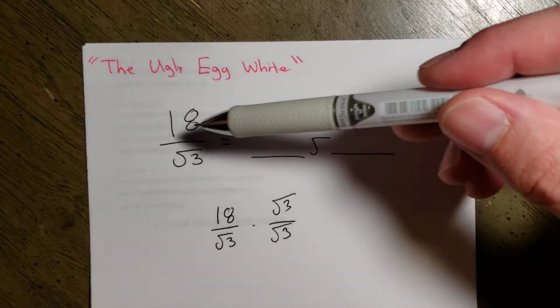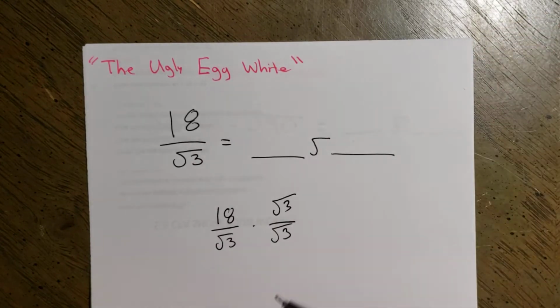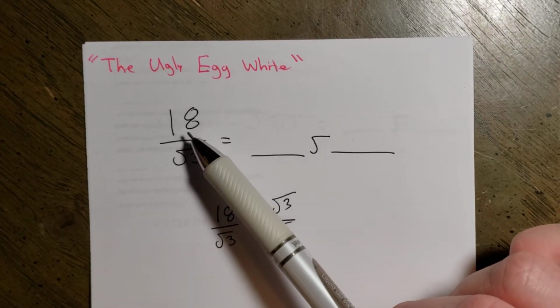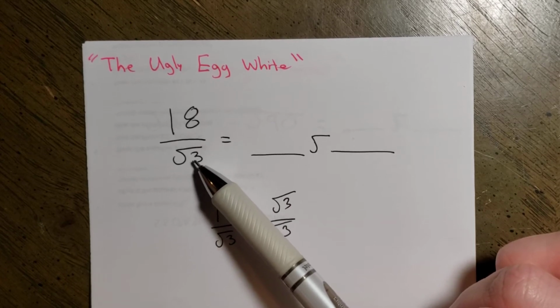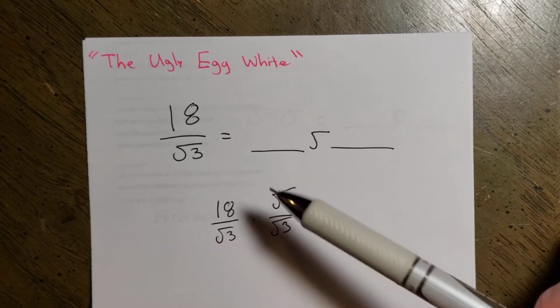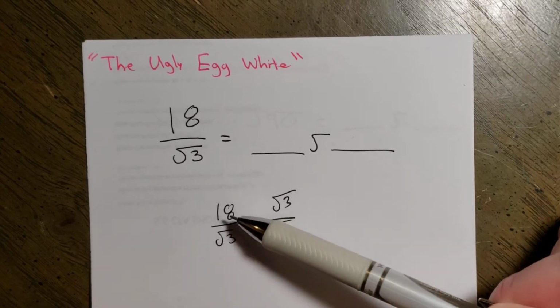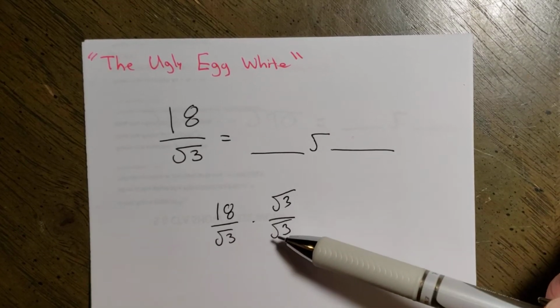So here we have 18 over the square root of 3, and we have to de-radicalize this fraction. You are not allowed to have a radical as a denominator. So how do we de-radicalize this? Easy. We just take both the top and the bottom times that radical.